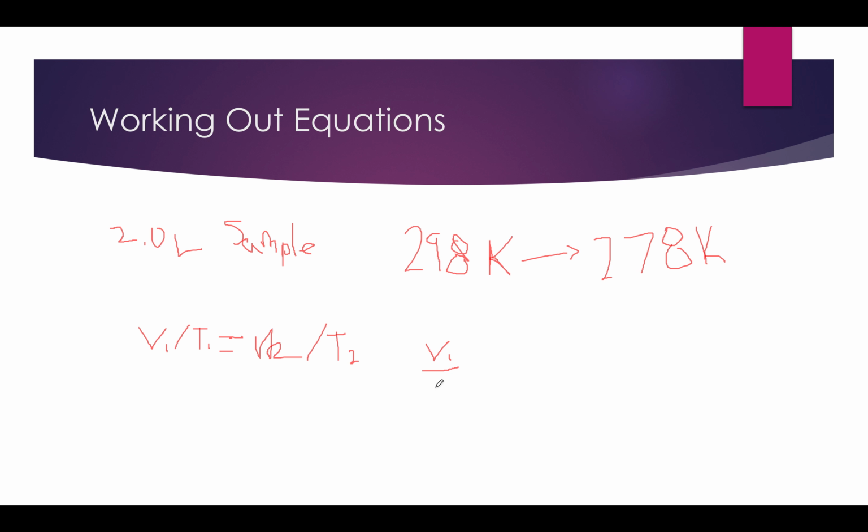So we're going to do V1 over T1 equals V2 over T2. So there we go, we got it all laid out. And in this equation, we're going to want to cancel out the T2 so that we can solve for V2. So let's multiply this by T2. We get T2 out of the equation there on the right side.